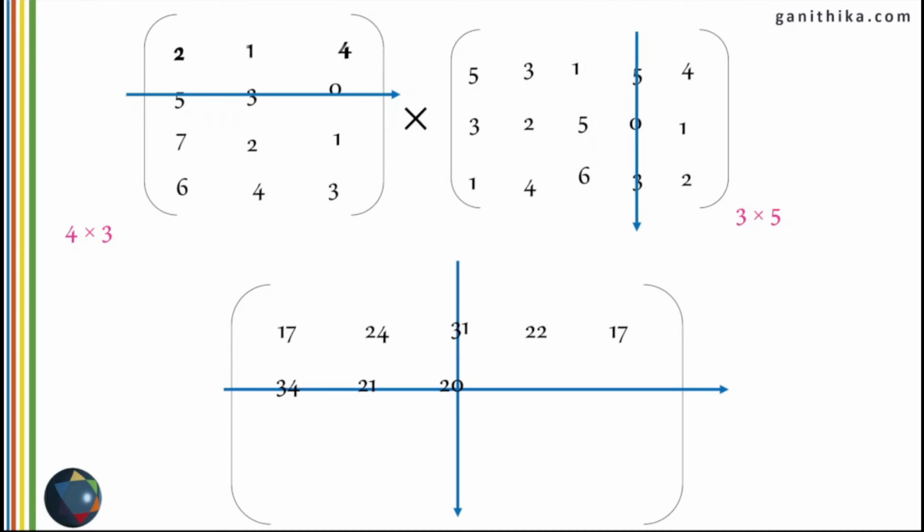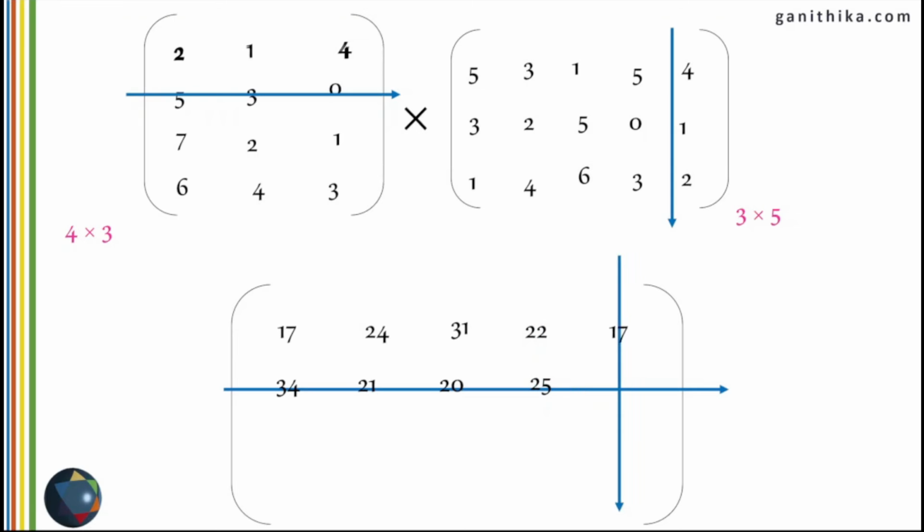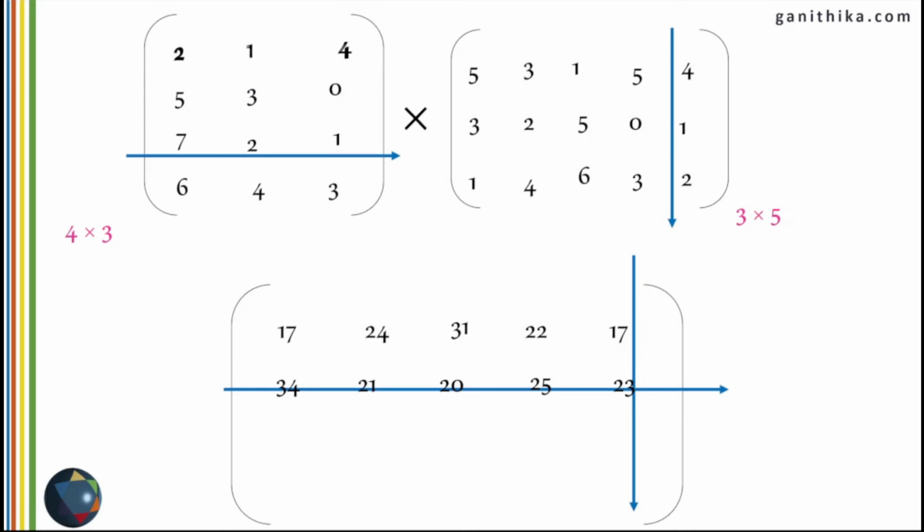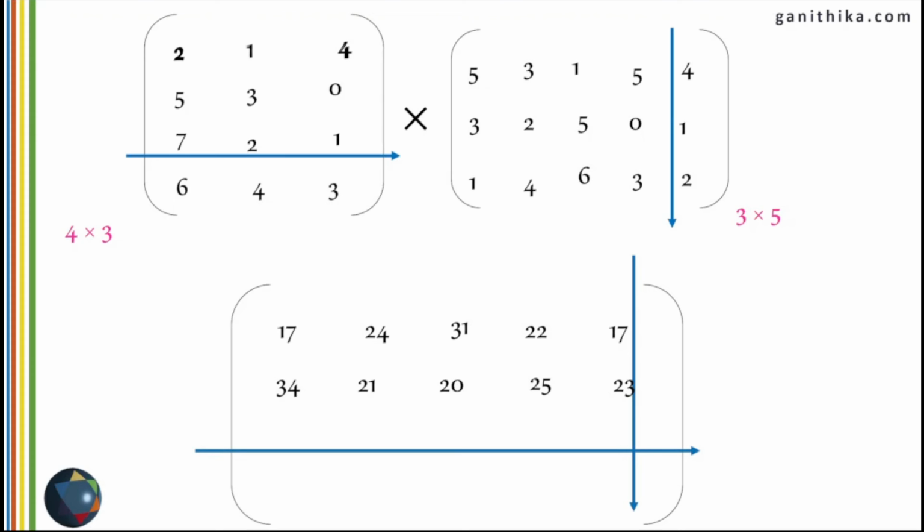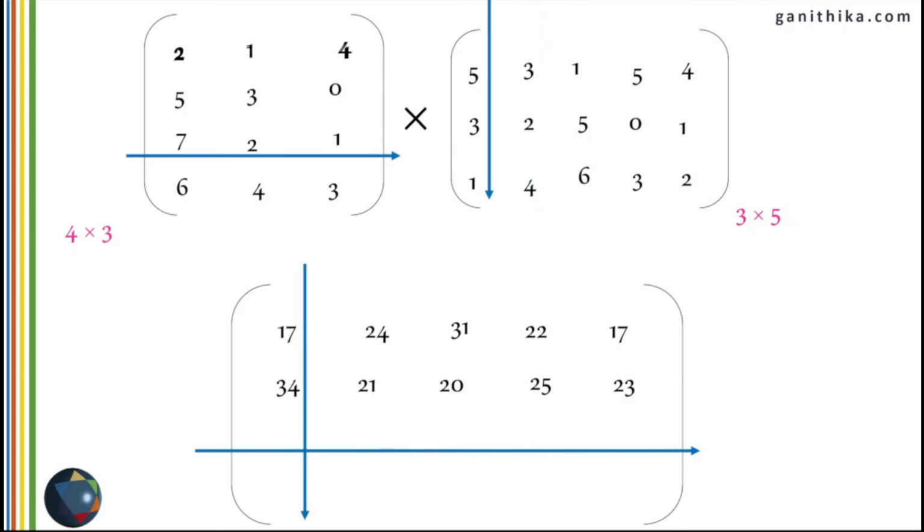Now moving on to the fourth column, your answer is also going to go to the fourth column. So second row is maintained, second row, fourth column, the answer is going to be 25. Second row, fifth column, the answer is going to be 23, and that is all the columns are over, and we still have 2 more rows to go in the first matrix. So we will move on to the third row, and we will move to the third row of the answer matrix as well, but we will continue with all the columns of the second matrix as usual.